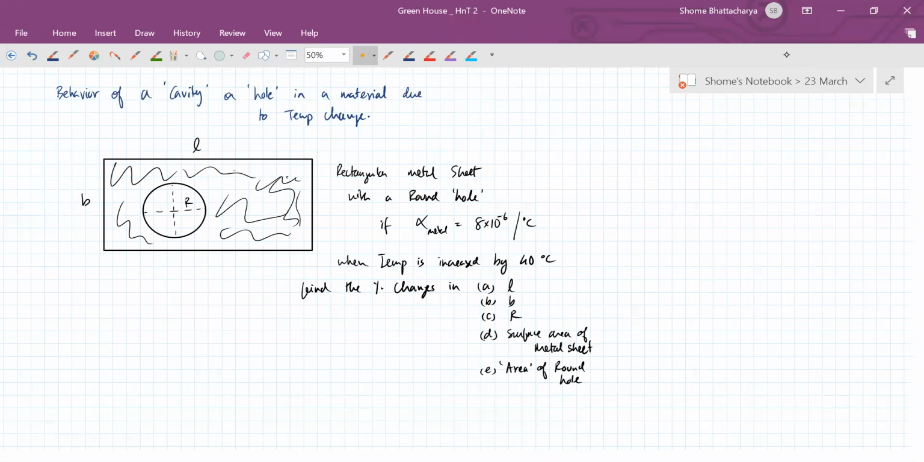Yes, yes, that is correct. Yes, Bhaviskar. You're referring to the area of the hole? Yes, so your answer is correct. That will also behave in that way.